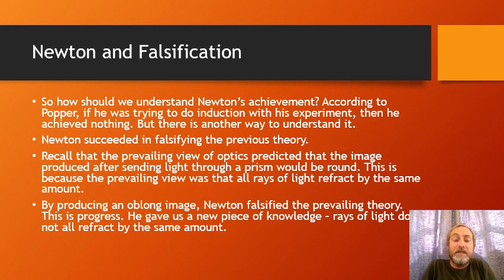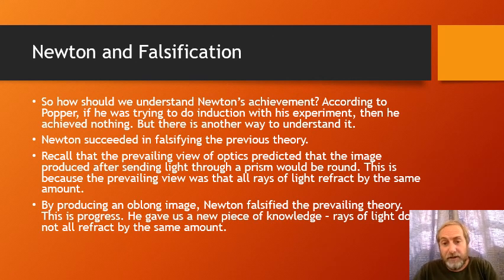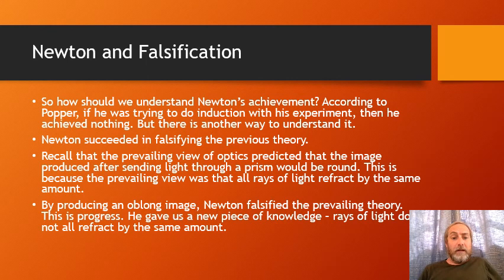But what Newton did succeed in was falsifying the previous theory, right? He derived a prediction of the old theory that a round image would be produced, and he did an experiment, and that prediction was not true. And so, by modus tollens, he refuted the old theory. But that's good. That's a big deal, right, in science, to refute an old theory. And that's progress. That's new knowledge. We know that something is not true. So that is progress.